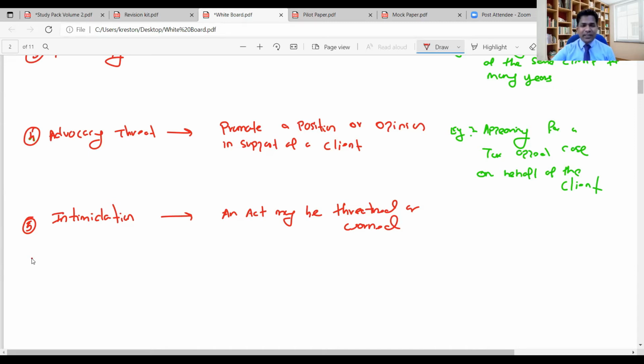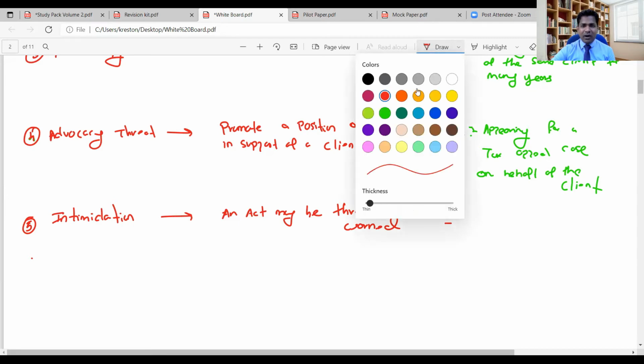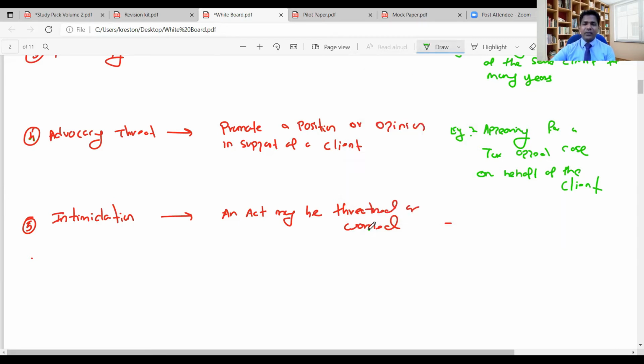An example for the act may be threatened or warned, is threaten to sue against the auditor. So they are going to say that they are going to take legal action against us, right? So now this is for a chartered accountant in practice.